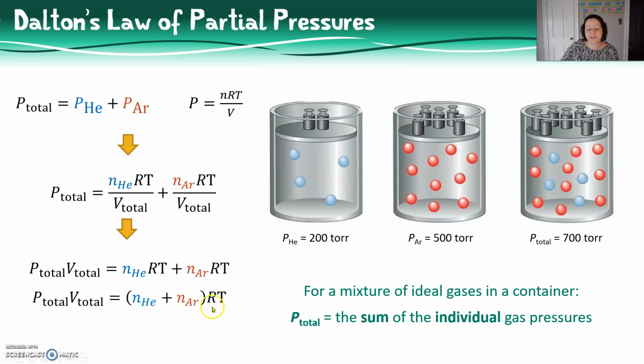And we can factor out the ideal gas constant R and temperature, leaving the sum of the moles of gas in parentheses, which just represents the total moles of gas.